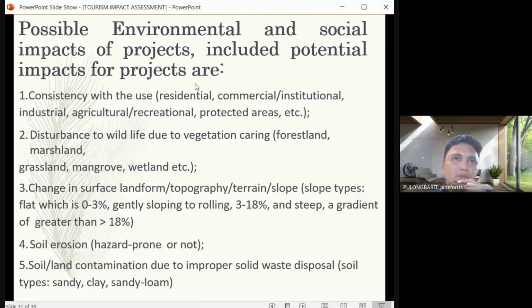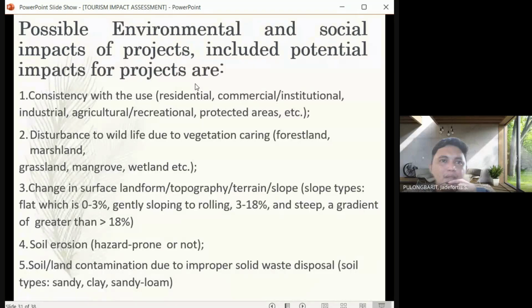Two, disturbance to wildlife due to the vegetation clearing. So, kailangan po maiwasan po ito. Kailangan maging balance po yung vegetation clearing po at like forest land or marshland po, grassland, mangrove, and wetland. So, dapat po mapangalaga na maigi yan to avoid the disturbance of wildlife.